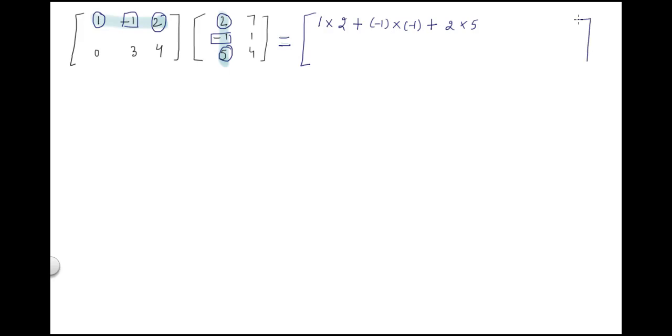Also, look carefully: the order of this matrix is 2 cross 3, and the order of the second matrix is 3 cross 2. So the number of columns and number of rows match here, they are the same. So the answer is a 2 cross 2 matrix. That means we will have 4 elements. The first one I have written; the second, third and fourth will come up here.